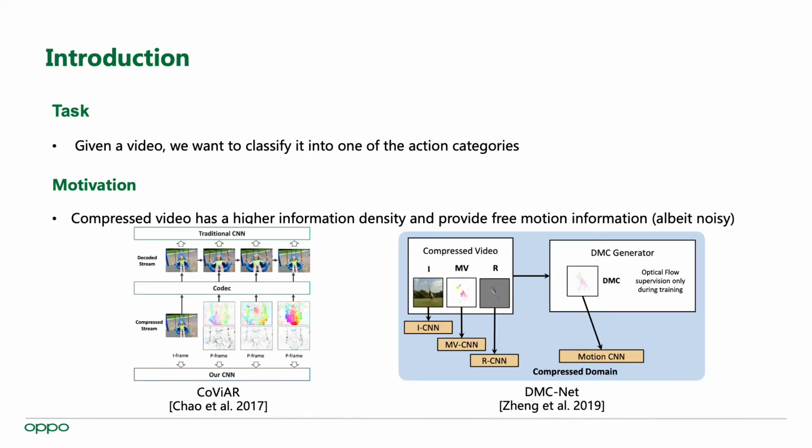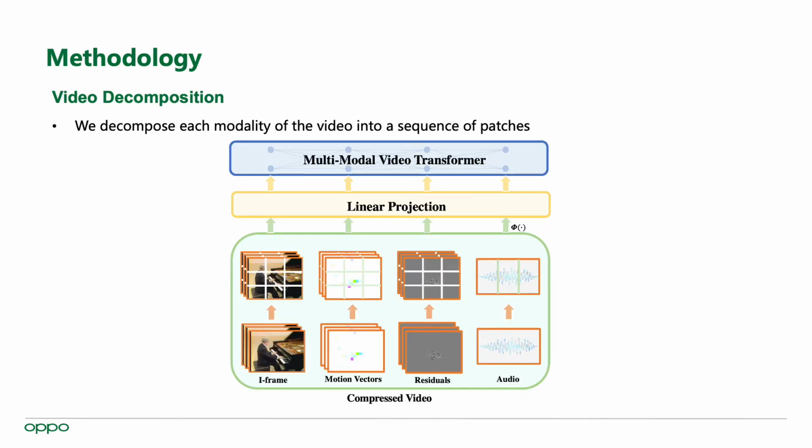Another fact that makes our method different is that we choose to work on compressed videos instead of decoded videos, because compressed videos have a higher information density and provide free motion information. Now the key question is how we pre-process the different modality data in a compressed video so that we can feed them into transformer models.